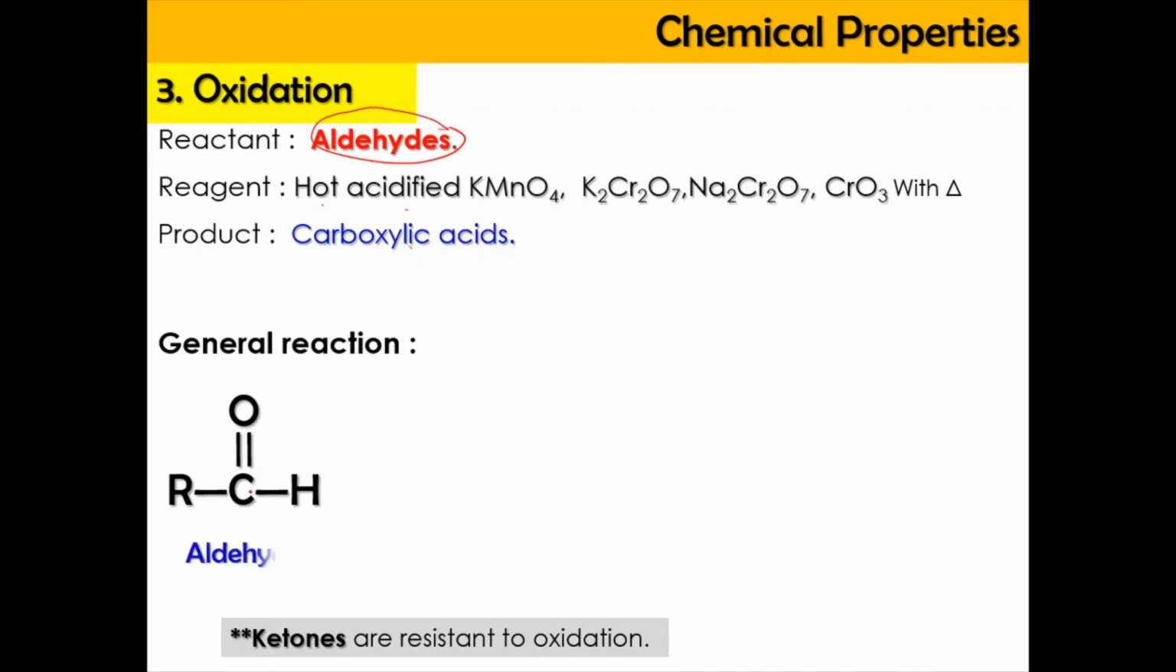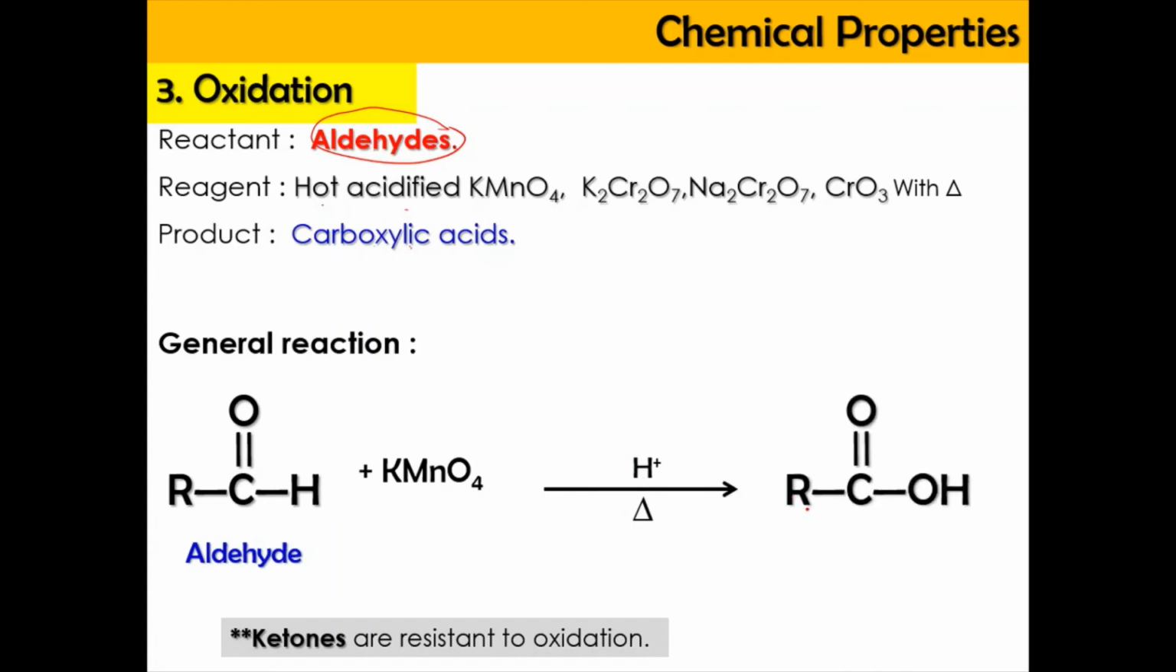So let's say we have our aldehyde here, and then we react that with a strong oxidizing agent, which is KMnO4, at high temperature in the presence of heat. What we're going to produce is a carboxylic acid. Okay, so this is the reaction of aldehyde into carboxylic acid. However, for a ketone, with CH3 here and CH3 here, it cannot be oxidized. Okay, only aldehyde can be oxidized.